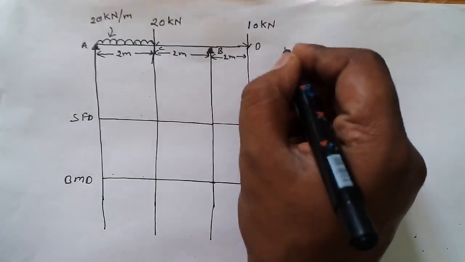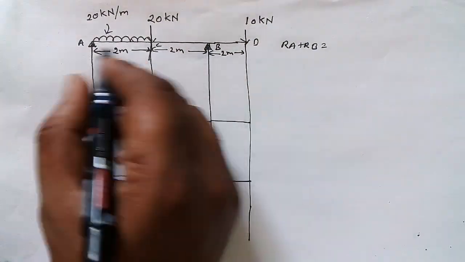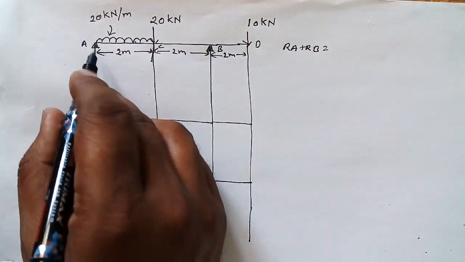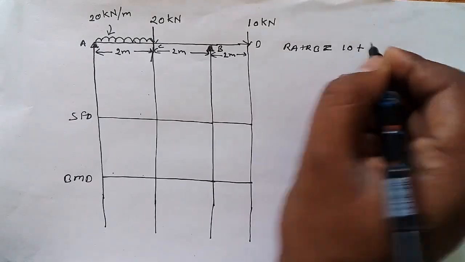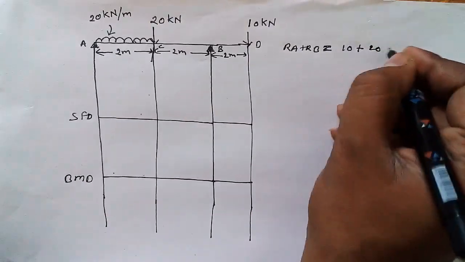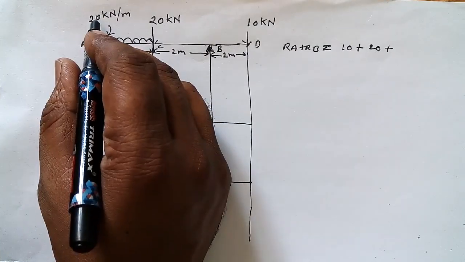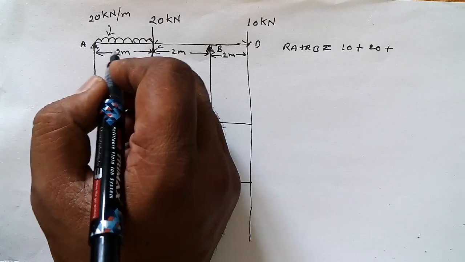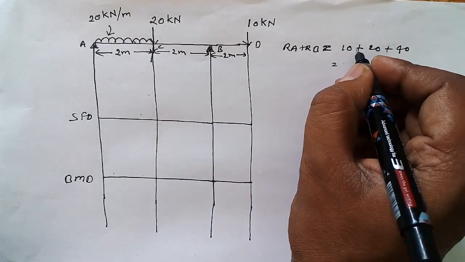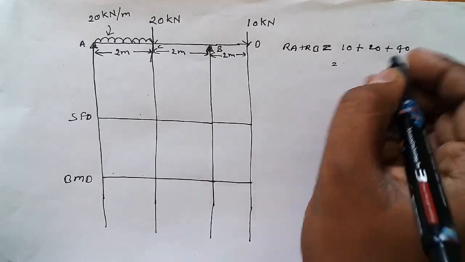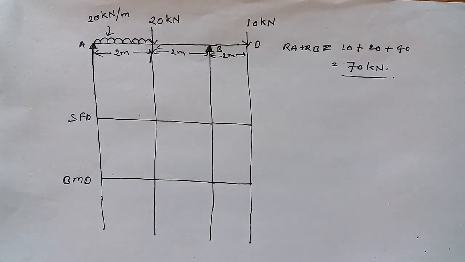First of all I have to find out RA plus RB. I mean, on these two supports how much load is acting. So this is a point load, so point load is equal to 10, plus this is another point load 20. This is UDL. So total load acting on this span would be 20 kilonewton per meter into 2. That means 40 kilonewton. How much will it be? 20 plus 10 plus 20 is 30, and 30 plus 40 is 70 kilonewton. There is no need to use calculator till now.